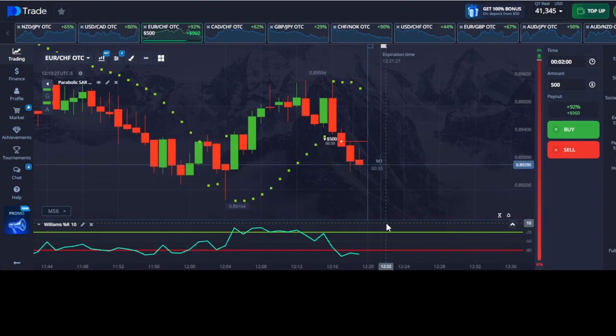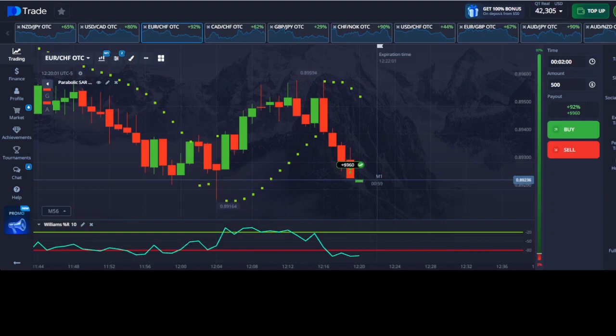Looks like the price is pushing downward. I have about 10 seconds left, I think. All right, so we won that trade. What I'm going to do now is pause the video and look for the next setup.